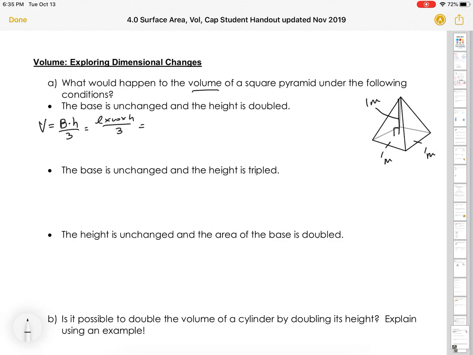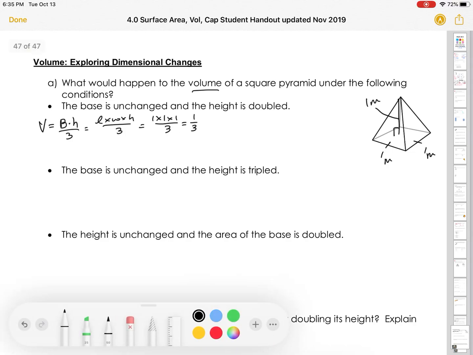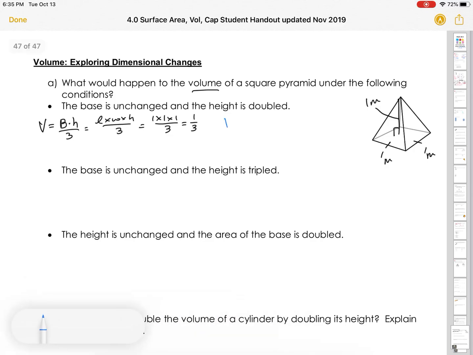So the volume will be length times width times height divided by 3. And if everything is 1, it'll be 1 times 1 times 1 over 3. So it'll be 1/3.